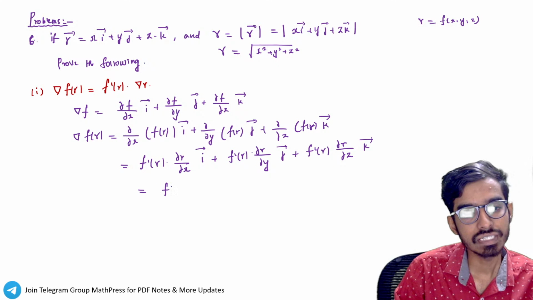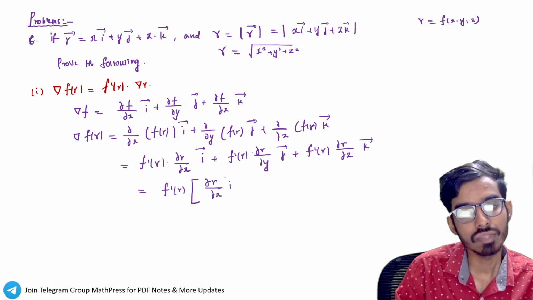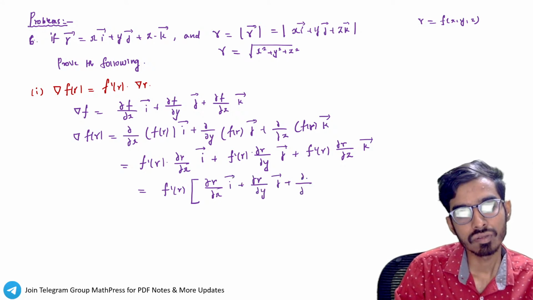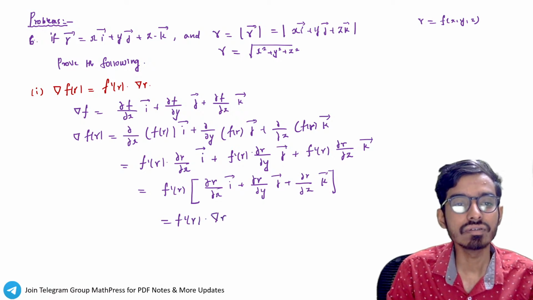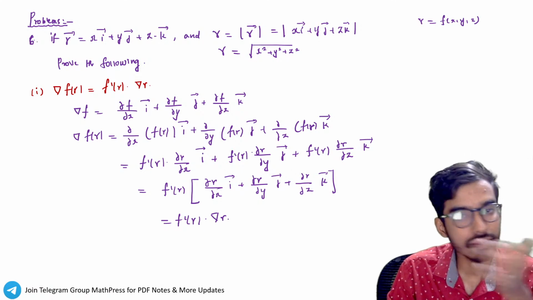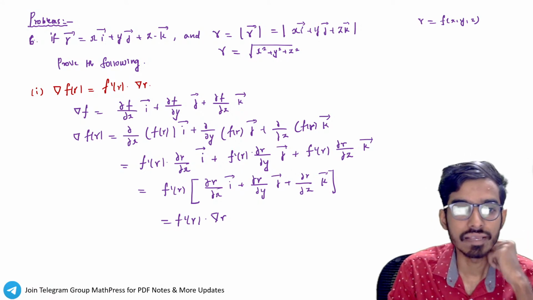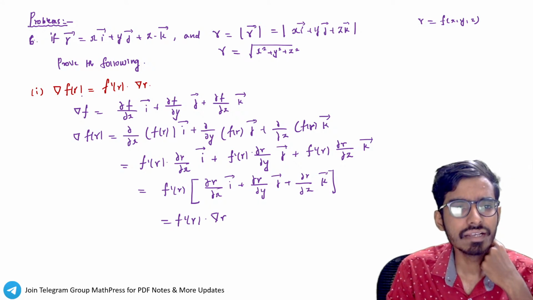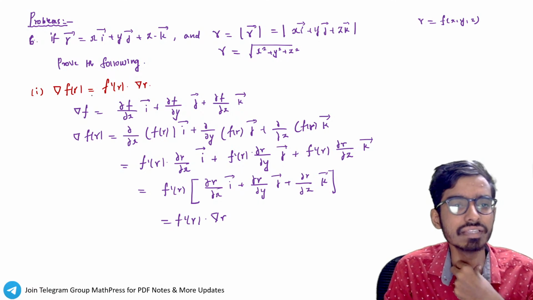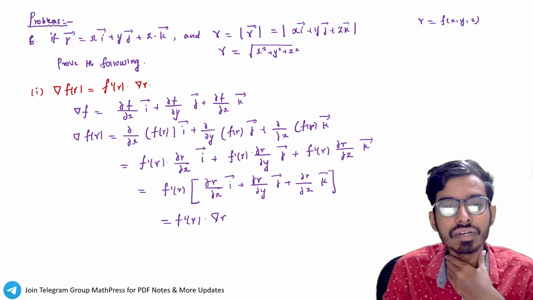So I can take f'(r) outside, and we will have ∂r/∂x i vector, ∂r/∂y j vector, ∂r/∂z into k vector. What is this? This is nothing but gradient of r. So we have proved the first identity, that is gradient of f(r) is equal to f'(r) into gradient of r, right?